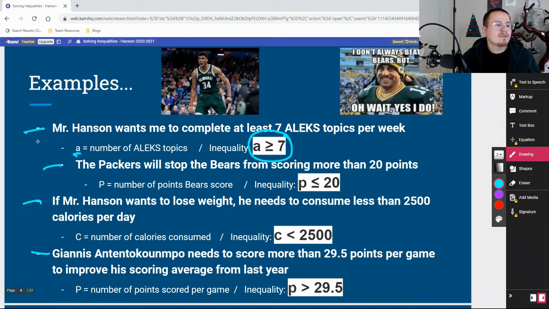And the Packers will stop the Bears from scoring more than 20 points. So they will score less. So if P is the number of points, P will be less than or equal to 20. So it will not be more than 20, but it could be 20.